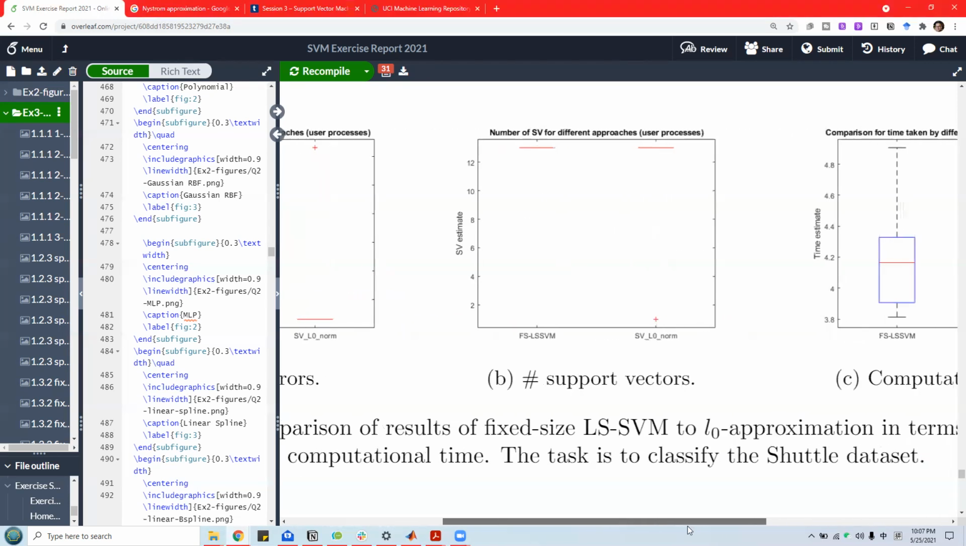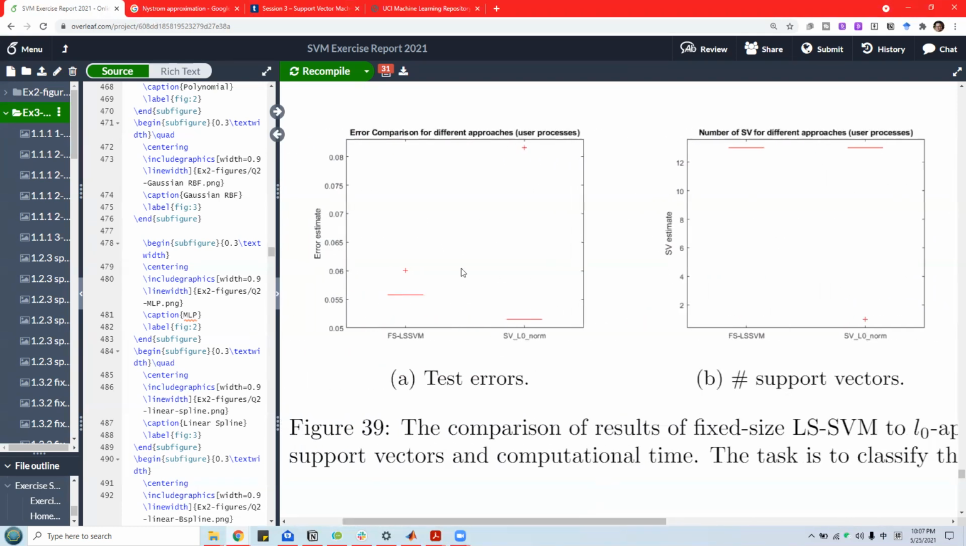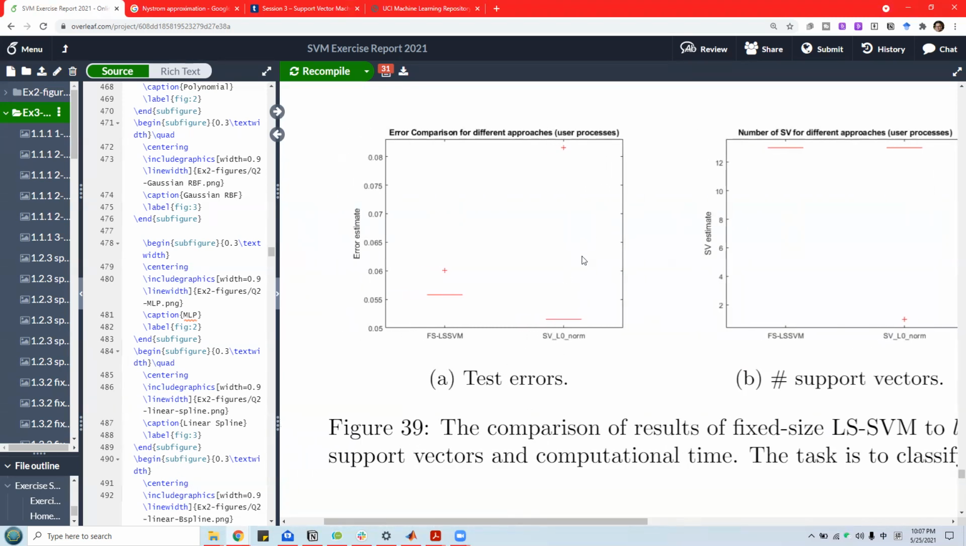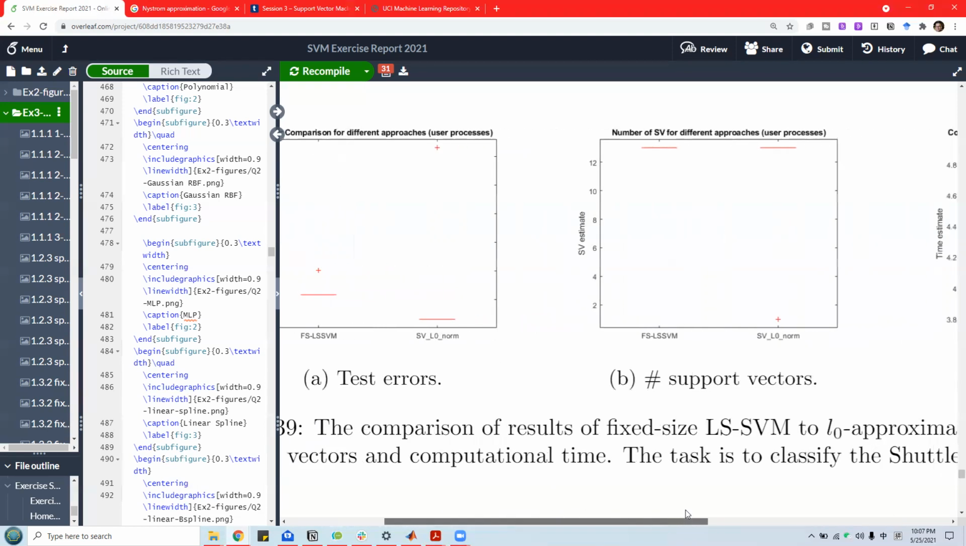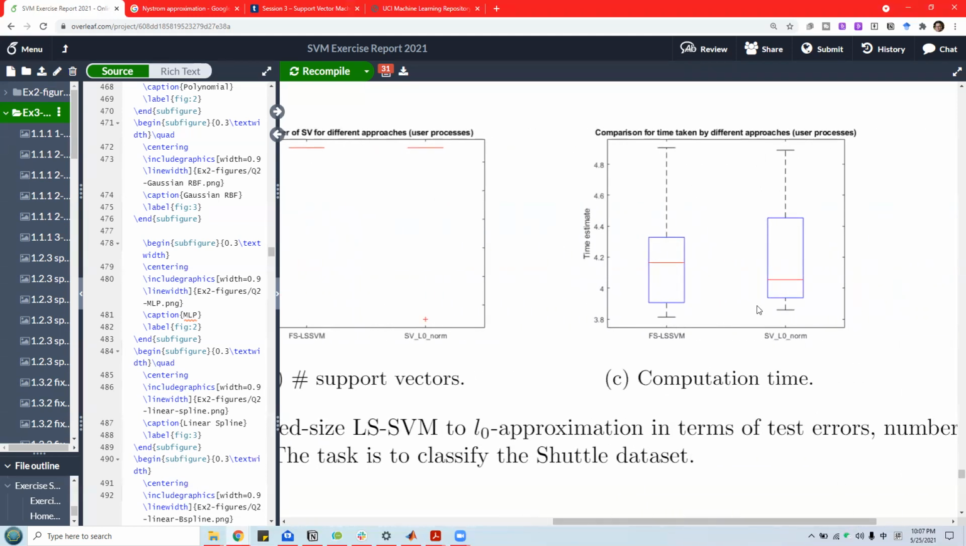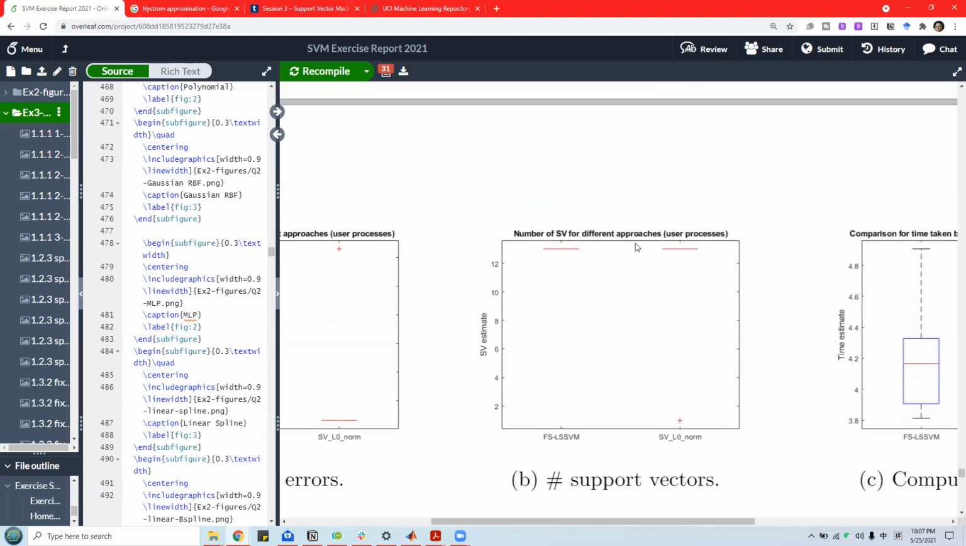So like I said, for this data set, the L0 is getting a smaller test error. Again the support vectors are pretty much the same, and the computation speed is also pretty much the same. Okay, let's move on to the next one.